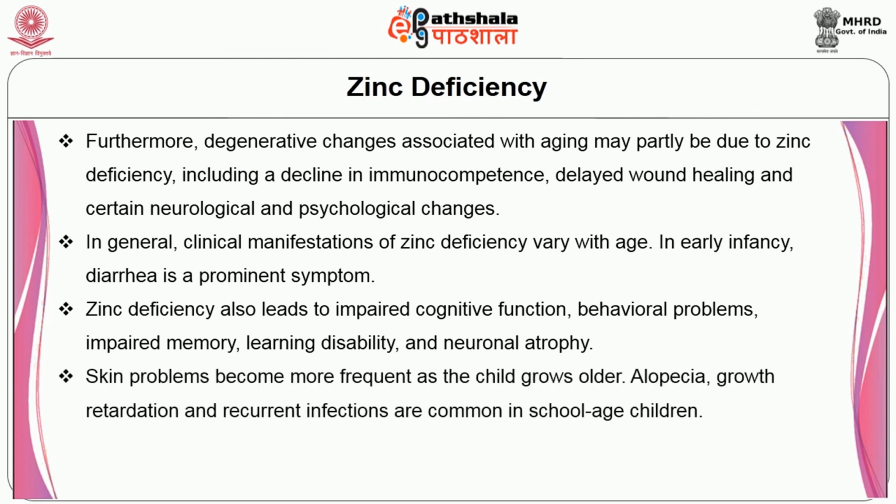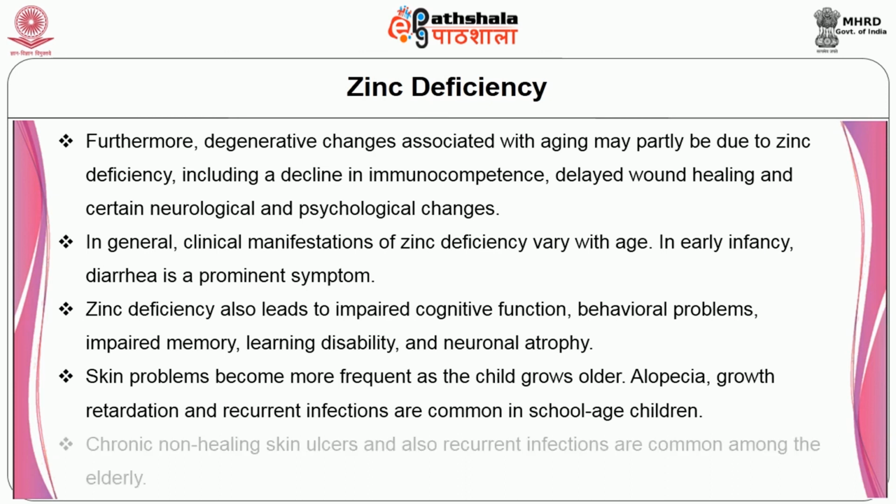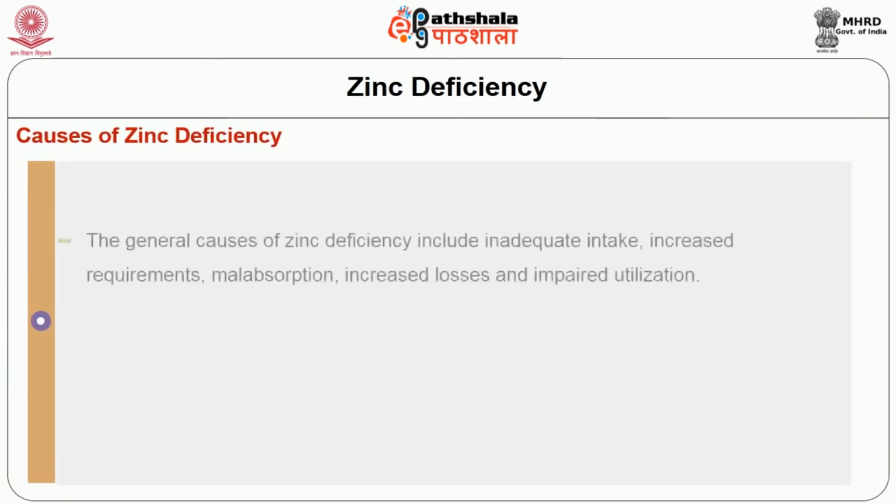Skin problems become more frequent as the child grows older. Alopecia, growth retardation, and recurrent infections are common in school-aged children. Chronic non-healing skin ulcers and also recurrent infections are common among the elderly. What are the causes of zinc deficiency? The general causes of zinc deficiency include inadequate intake, increased requirements, malabsorption, increased losses, and impaired utilization.